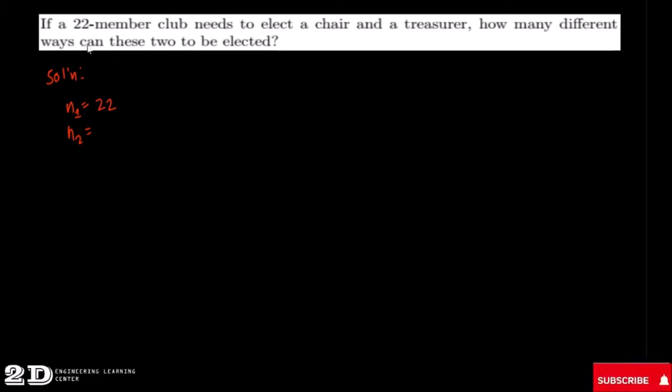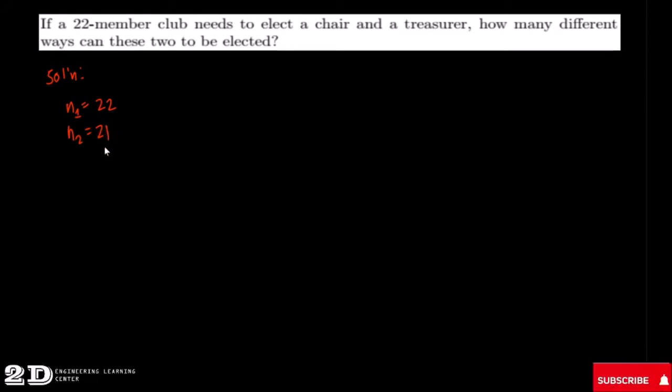Because the position of chairman has already been elected, for the position of treasurer we now have only 21 members, because one member has been chosen for the position of chairman. So in a certain club, we could not have a certain person that could have two positions. If you are elected for that position, you cannot run for another position. So that is the concept that we are going to apply in this problem. So for the position of treasurer, we have only 21 members that we could elect.